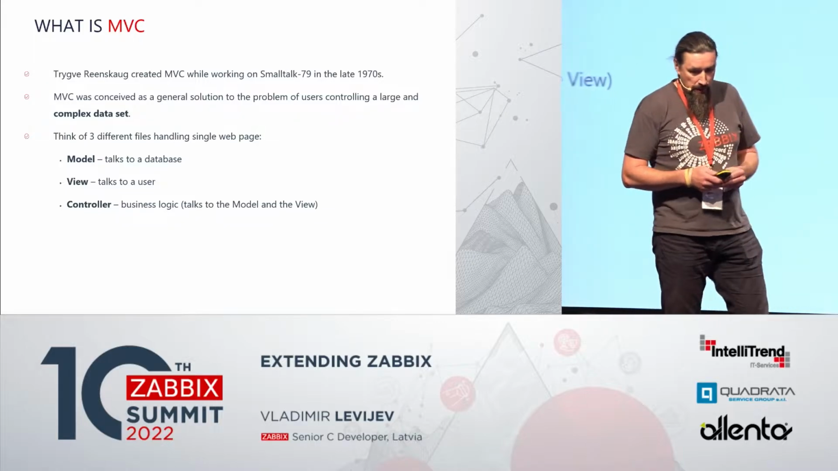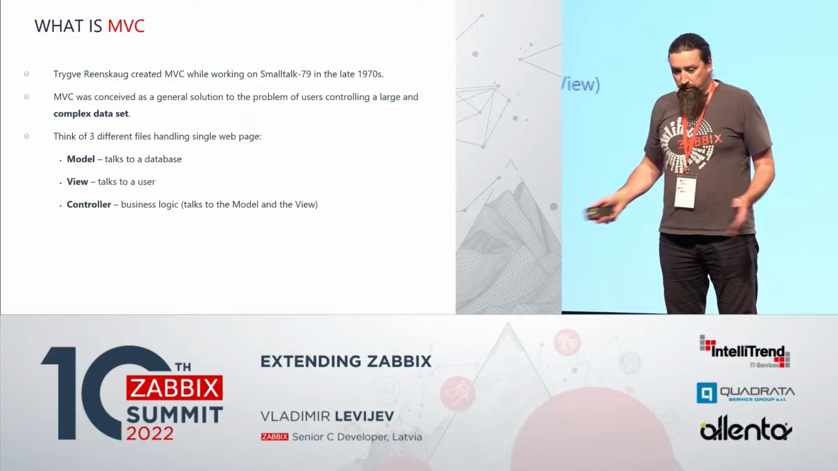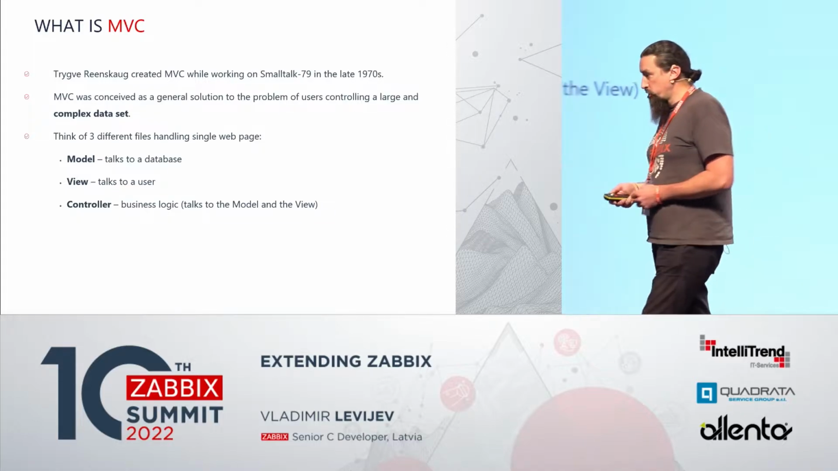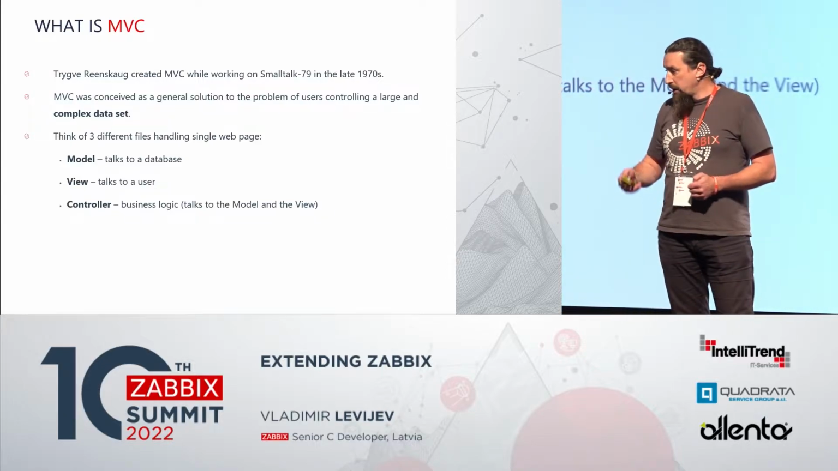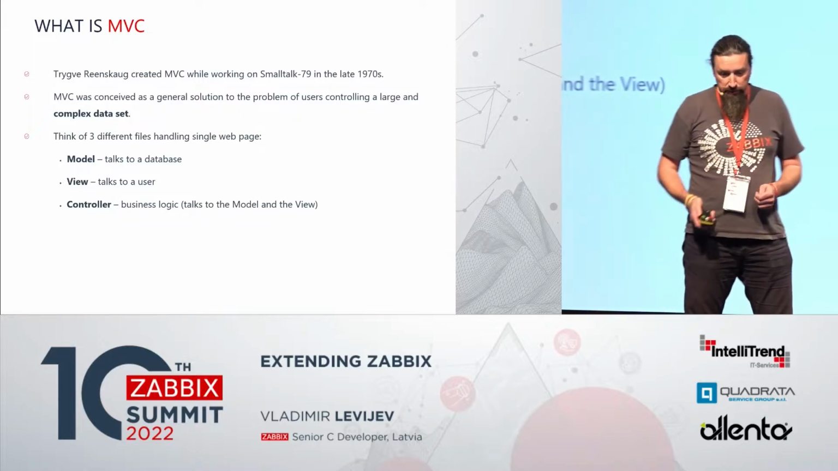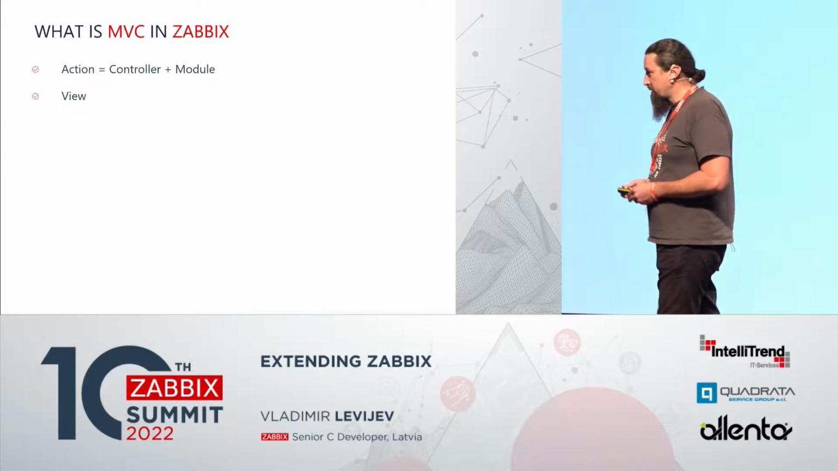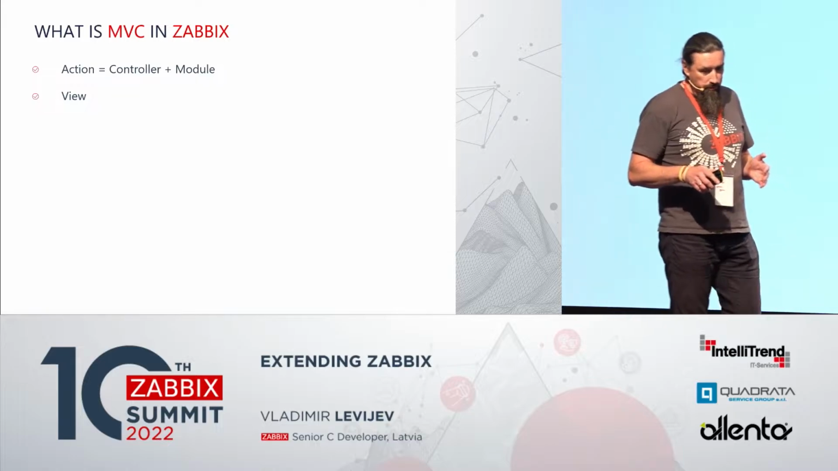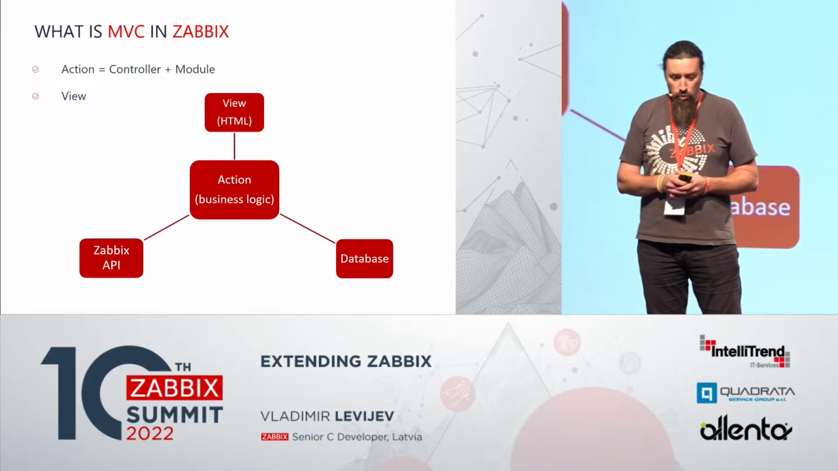So in this case, there is an idea of MVC where you separate that into 3 different files. One deals with the database, and it's called the model. Another deals with business logic and is called the controller. And the file that takes care of the view is called the view. In Zabbix, it's a bit simpler. We combine the controller and model into one component and call it action, and the view is a view.